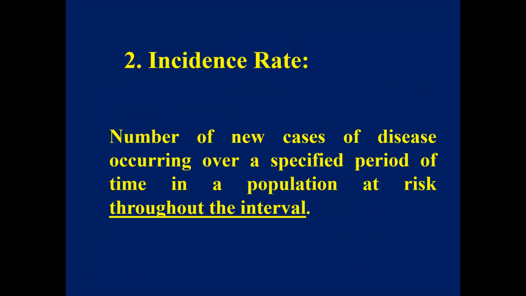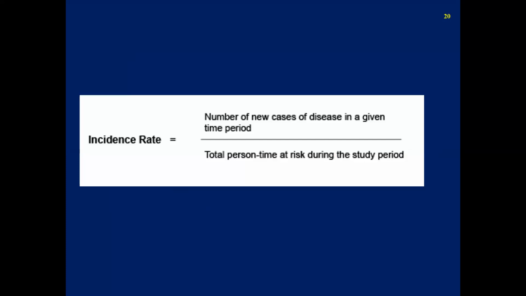Now coming to incidence rate. Incidence rate is the new cases of the disease developing over the specified period of time in a population at risk throughout the interval. So here it is a rate. The rate means the period is very important here. So the time is a factor that we consider here, and also we are considering only new cases here. So the incidence rate is calculated by the number of new cases of the disease in a given time period divided by the total population person time at risk during the study.